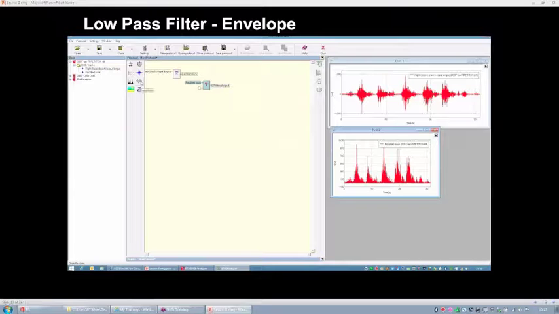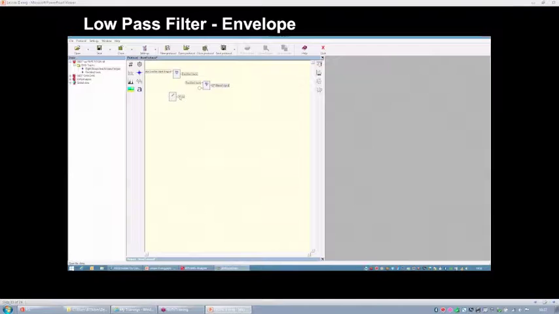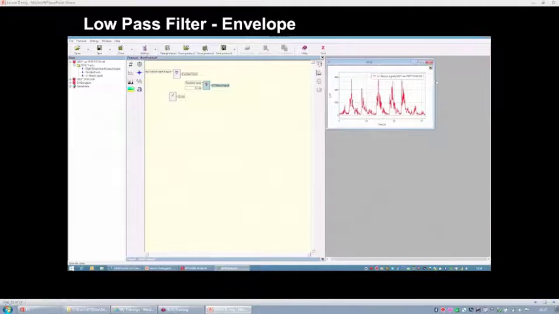and then we have to define the cutoff frequency of the filter. It will be a low frequency. So for example, I will start by showing you the results with a 10 Hz cutoff frequency. And this is the result of the envelope.